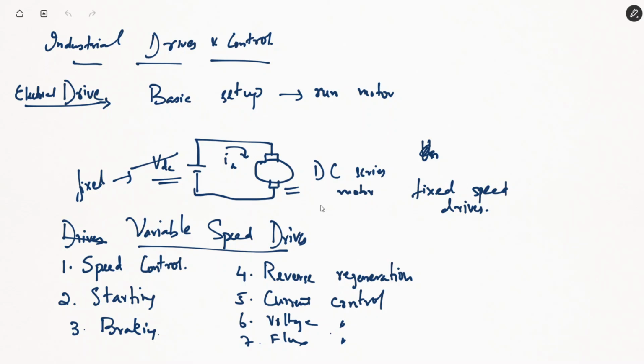We are not here concerned with the control of any parameter of the motor. While in case of a variable speed drive, we are concerned with the control of the parameters as well. So in such a case, we'll be able to control the speed of the motor, the starting of the motor, the braking of the motor, and control the motor in reverse regeneration mode. We'll be able to control the current, the voltage, the flux of the motor. We'll be able to do multiple speed control of the motor.